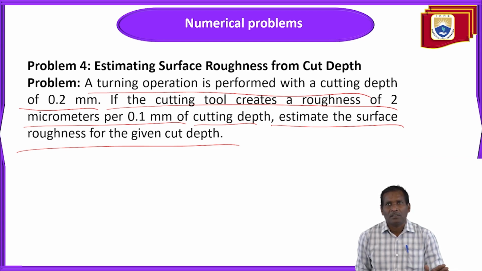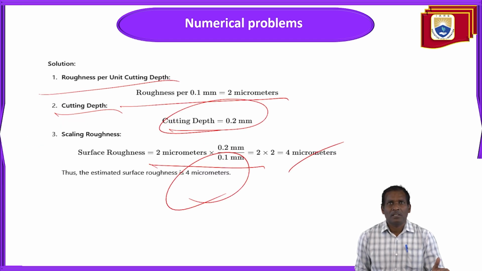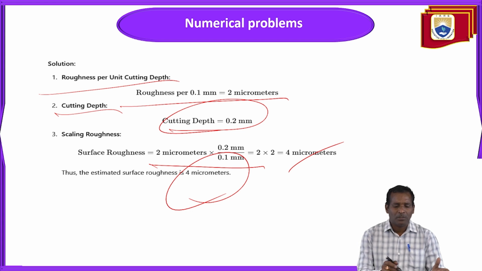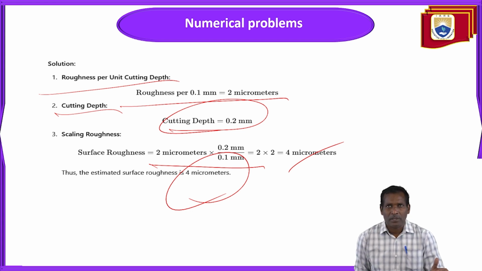Very rarely will this type of problem be asked in examinations, but sometimes they will ask. The turning operation is performed with a cutting depth of 0.2 mm. So like this they will go. So what have we done? We applied this formula. The roughness for 0.2 mm cutting depth is equal to 2 micrometers multiplied by 0.2 over 0.1.